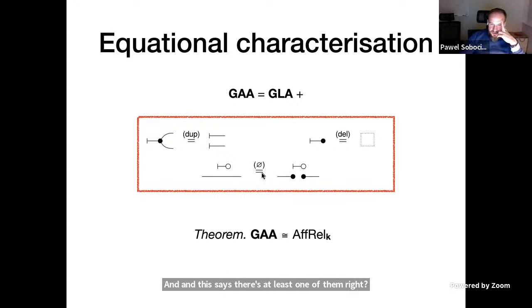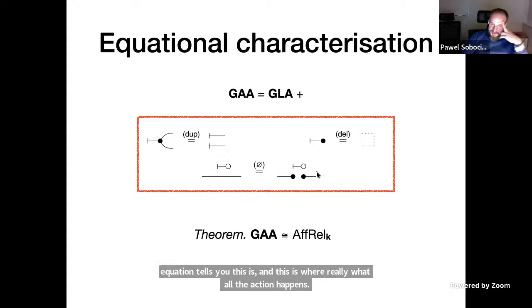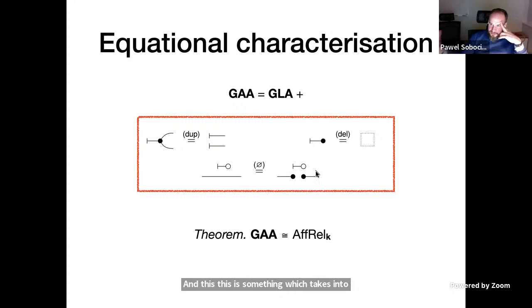And what this equation tells you, this is really where all the action happens. It takes into account the fact that now we have this empty relation around. Composing anything with the empty relation results in the empty relation, and also tensoring anything. Tensor here is just product. So tensoring anything with the empty relation is the empty relation. The empty relation is like a nuclear bomb that blows everything up, and this is like the nuclear bomb equation.